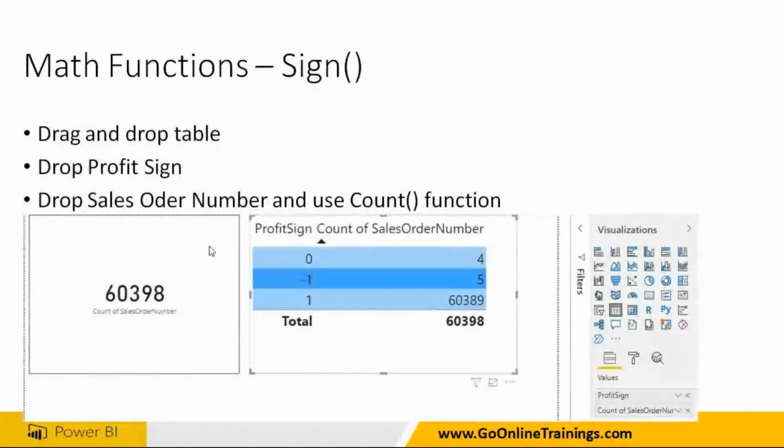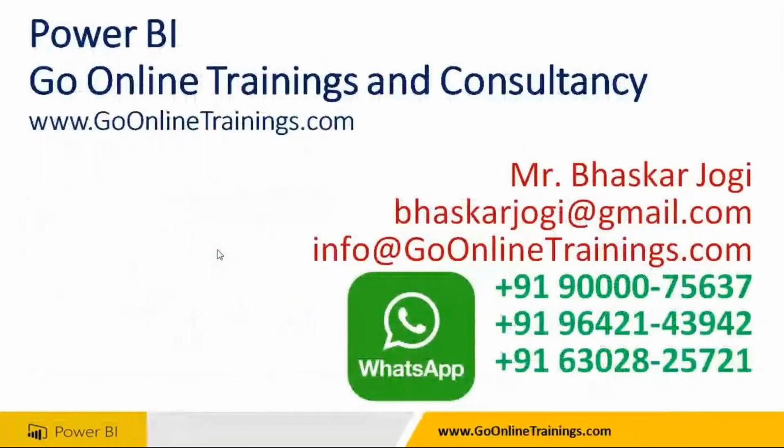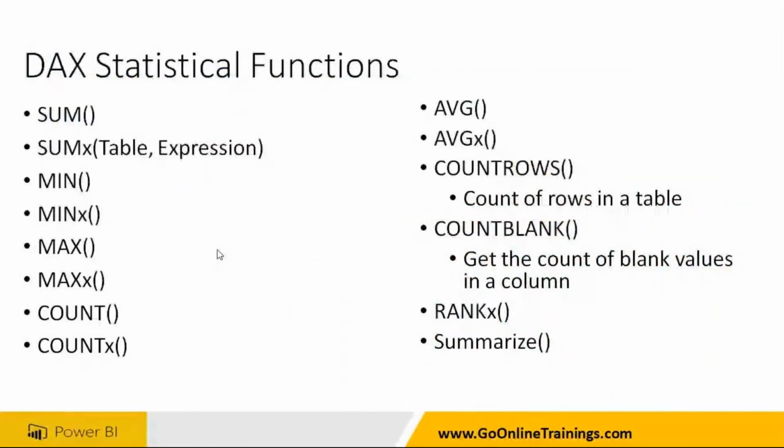Now the next one, we have to use DAX statistical functions, which are very, very important functions. We have SUM and we have SUMX. We have MIN and we have MINX. We have MAX and we have MAXX. We have COUNT and we have COUNTX. If you wanted to count a number of orders, you need to drag and drop what? Count of a column name. The column should not have null values. Okay. So if you have nulls, for example, I take one employee table.